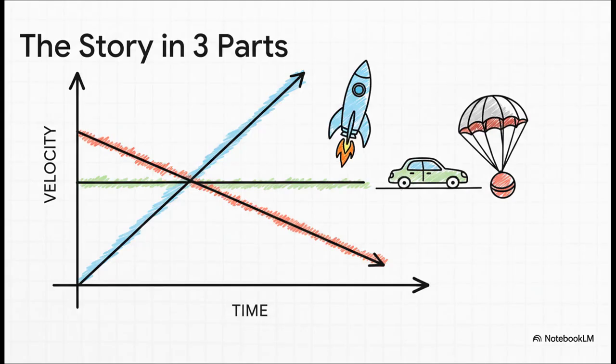Let's break it down. In the first part, the line slopes up. That means velocity is increasing, so we have positive acceleration. It's speeding up. Then in part 2, whoa, the line is totally flat. It's not rising at all, so its slope is 0. That means the velocity isn't changing, it's moving at a constant speed, so 0 acceleration. And finally, in part 3, the line slopes down. Velocity is decreasing, which means our object is slowing down. We call that negative acceleration.